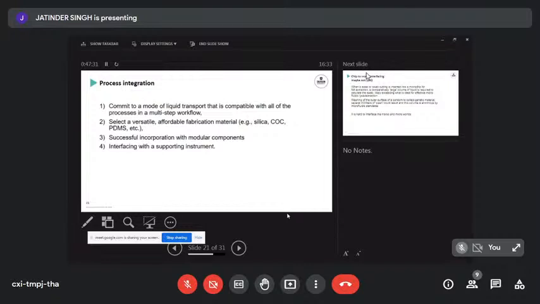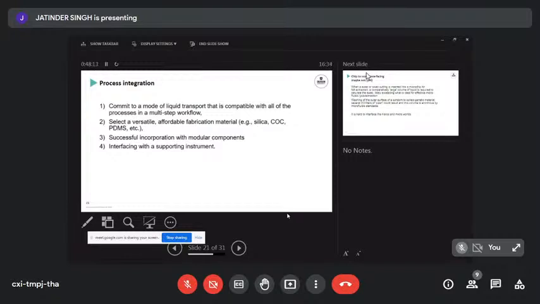Select a versatile and affordable fabrication material. It doesn't really matter if it's glass or a polymer or PDMS, though I'd steer away from PDMS, but make sure all your modules, all your little parts that you develop, are in the same material. That allows you to connect the different modular components, because we've all started by having 7 steps on one chip and trying to do it all at once. Our little brains are just not smart enough to do sample treatment, separation, and detection all in one go. We need to do it one step at a time, have the modules optimized, and then put them together.